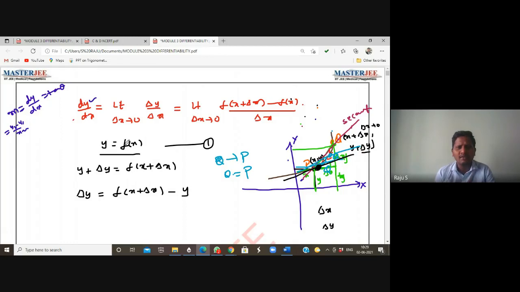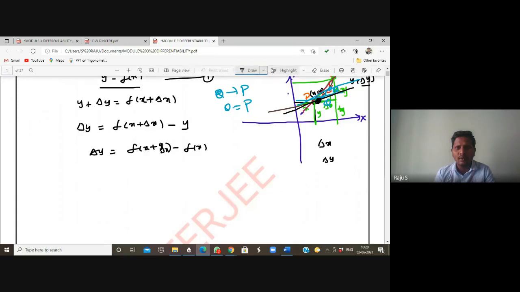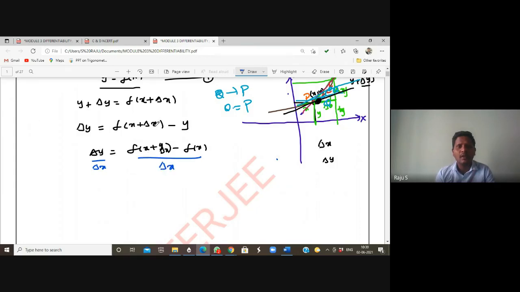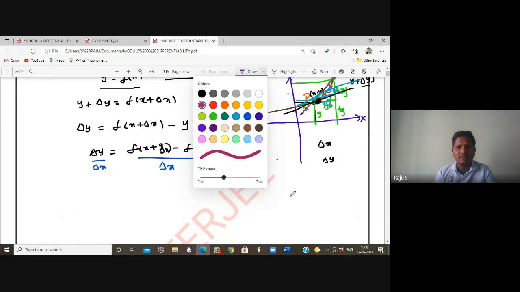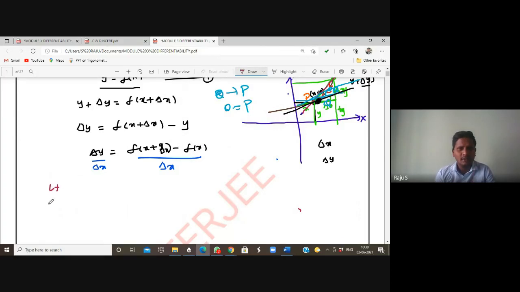So what is the actual y again? y is nothing but f of x. So delta y is equal to f of x plus delta x minus f of x. I want to divide both sides by delta x, the whole thing divided by delta x. After that, I want to take the limit on both sides: limit delta x tends to 0 of delta y by delta x. That is nothing but the point q approaching p.